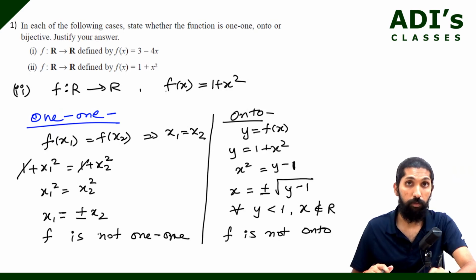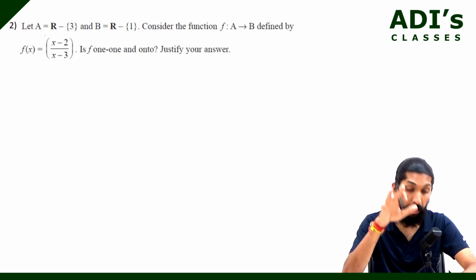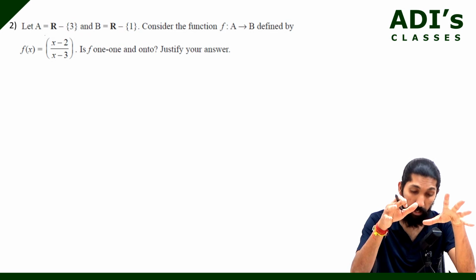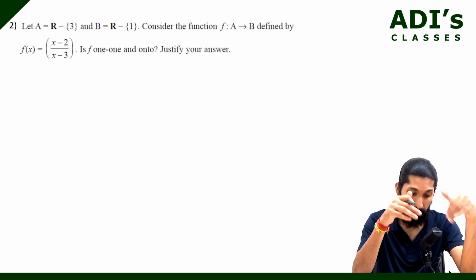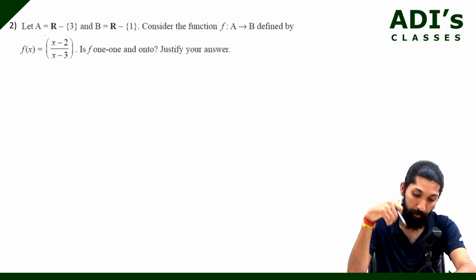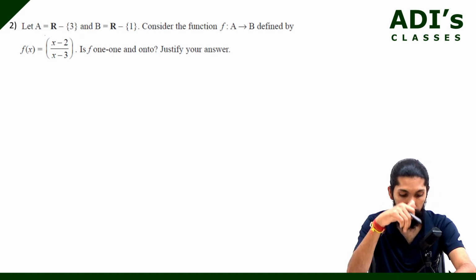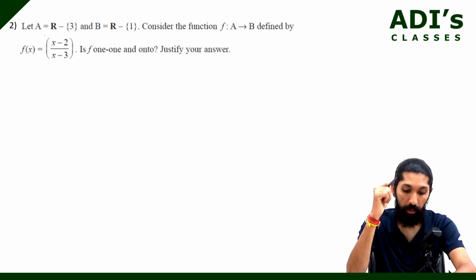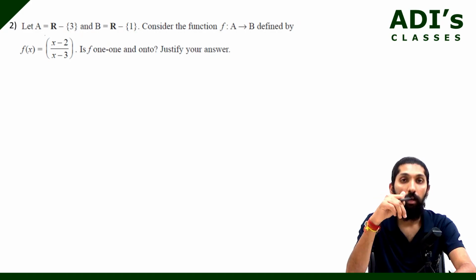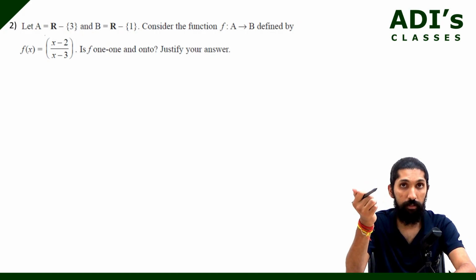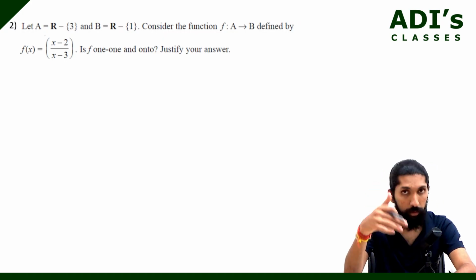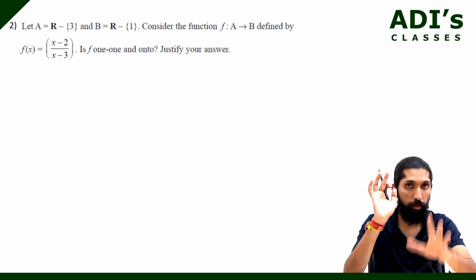Now we'll go for the next one. The second one: let A is equal to R minus 3 and B is equal to R minus 1. That means the set of real numbers except 3 and the set of real numbers except 1. Consider the function f from A to B defined by f of x is equal to x minus 2 by x minus 3. Is f 1 to 1 and onto? Justify your answer. When you have to justify the answer, you have to basically prove it. Prove that f is 1 to 1 or show whether it is possible or not. Basically, you're doing that. Clear?